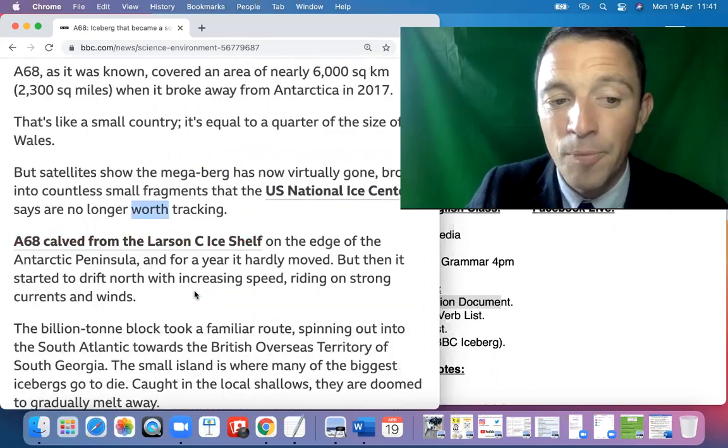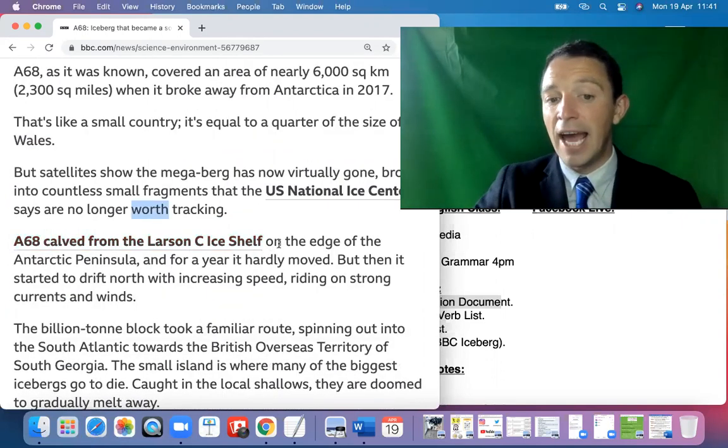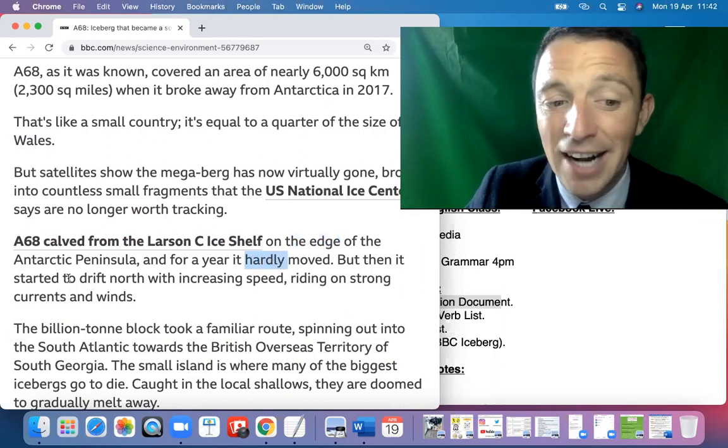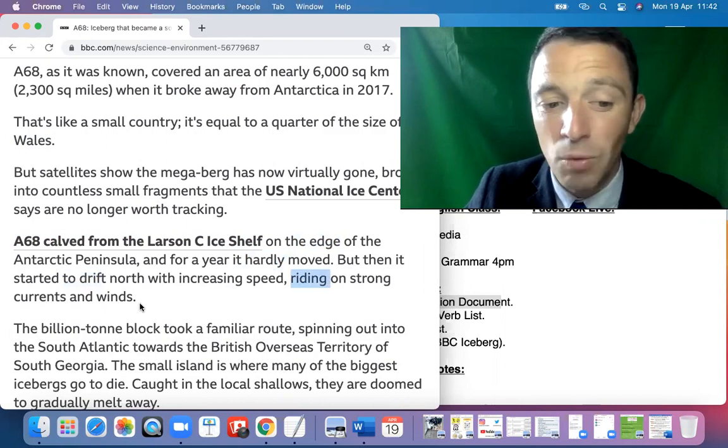And then they say A68 calved from the Larsen Sea ice shelf on the edge of the Antarctica Peninsula, and for a year it hardly moved. But then it started to drift north with increasing speed, riding on strong currents and winds.